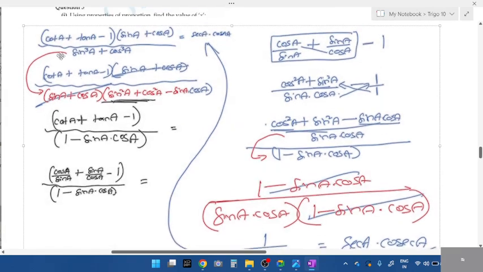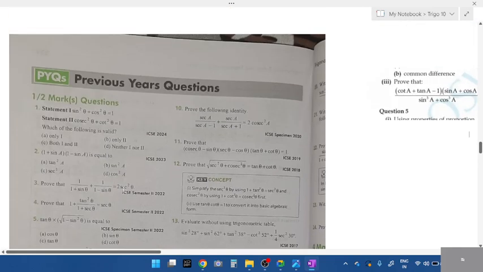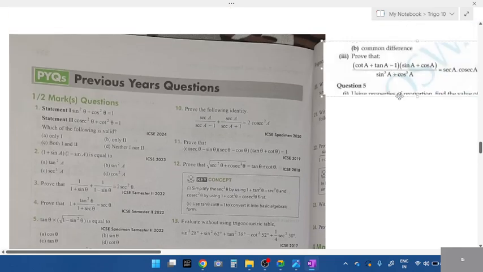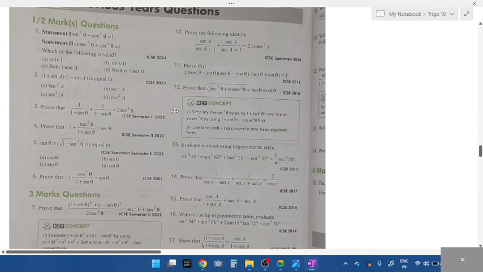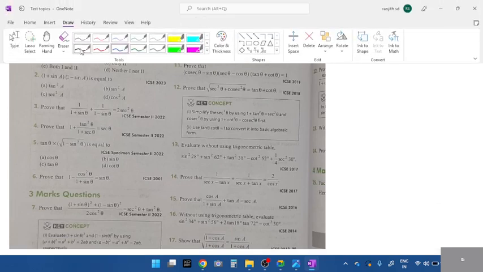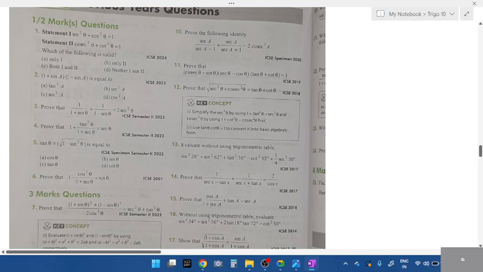Okay, next question. Tell me the MCQ question, students. We'll solve a few MCQ questions. Look at the 2024 MCQ. I've sent this in the group. You can practice it later. Statement 1 and statement 2. They've asked which one is true and which one is false. Valid meaning is true. Okay, which one is valid?